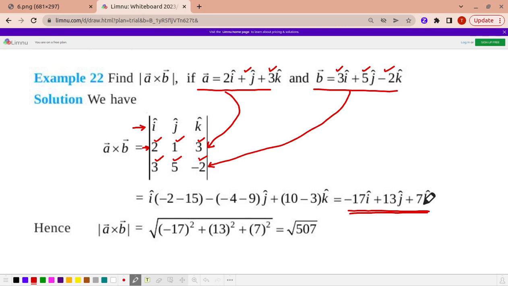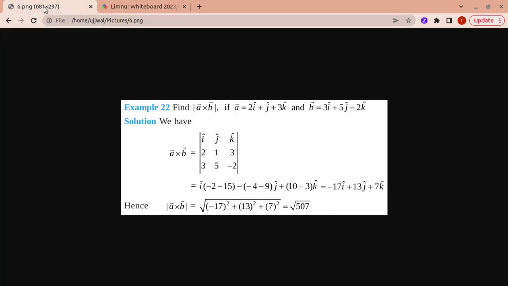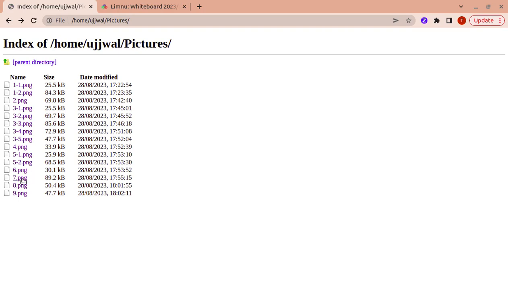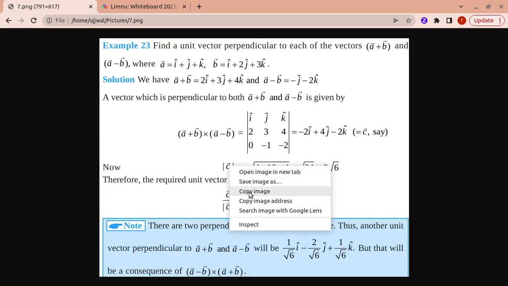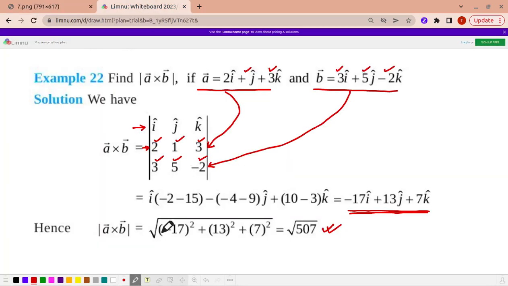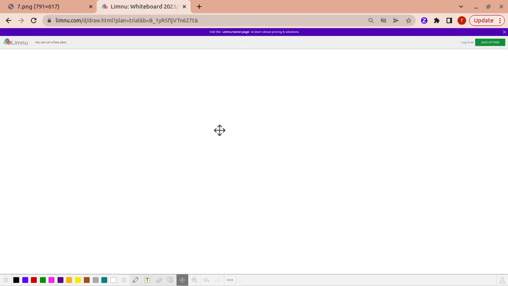But the question is to find the modulus of that one, the magnitude. We take the square root of this thing, and we get the value square root of 507. I hope it is very straightforward and well understood. Now let us go to the next question. Next question, dear students. Let me first place it in front of you, and after that I will explain.